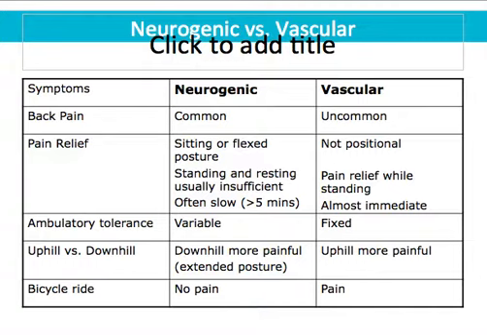Uphill versus downhill. Downhill is going to be more painful. The extended posture is going to put more pressure on the nerves, whereas uphill will be more painful because they're in more of a sitting position, and the hips are extended more, so you're going to see that there's going to be more pain that way. The bicycle ride, like I said, there's going to be no pain if it's neurogenic. That sitting posture relieves the pain. If it's vascular, there will be pain.